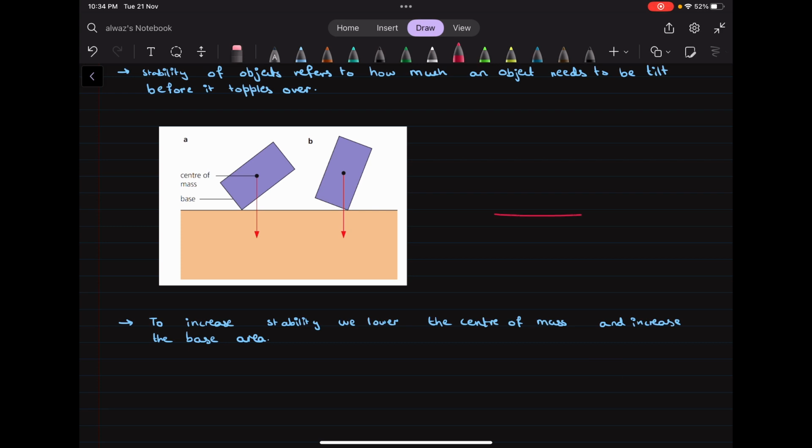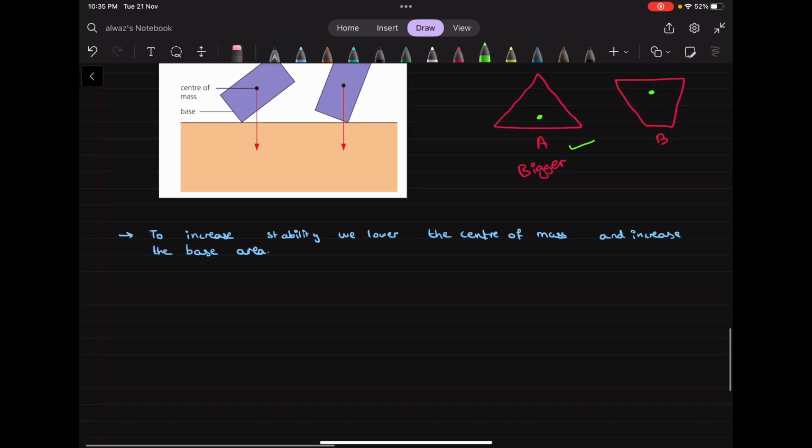If we have two objects, one of them is this, while the other is this, we can see that object A has a bigger base, so it will be more stable than object B. If the center of mass of object A is lower, while the center of mass of object B is higher, object A is going to be more stable. These two factors determine how stable an object is: the larger the base area and the lower the center of mass.